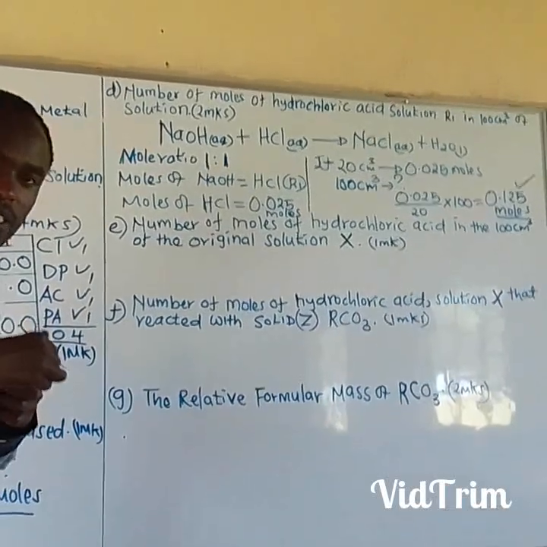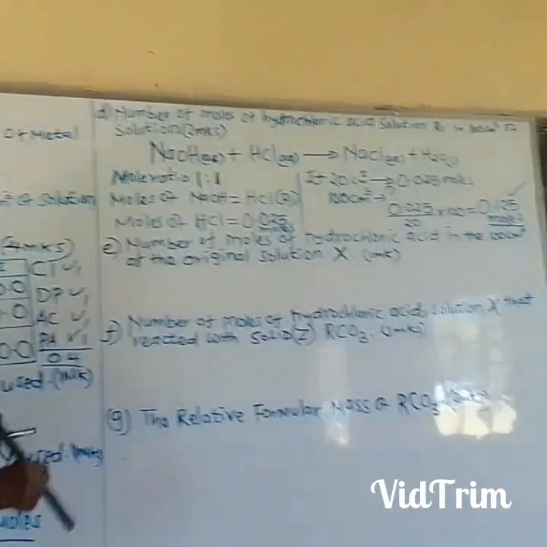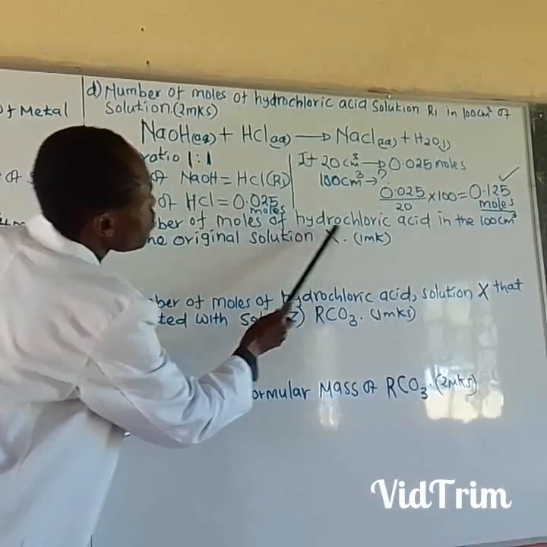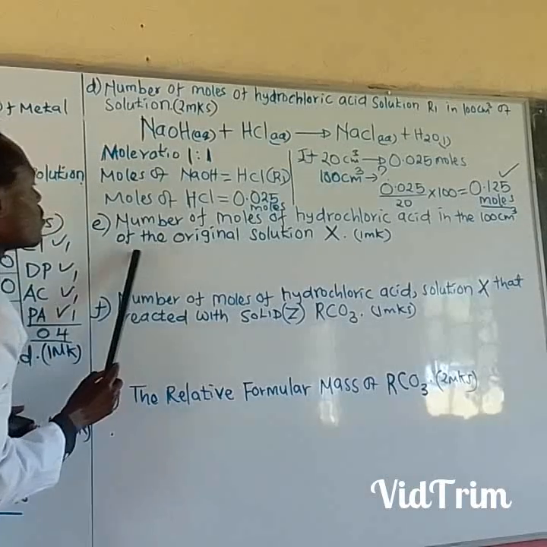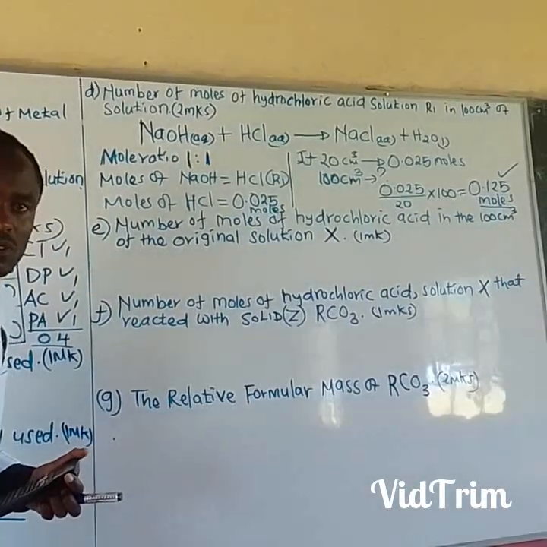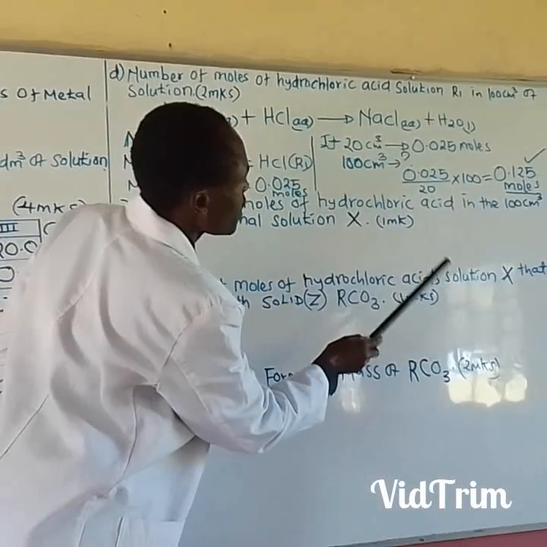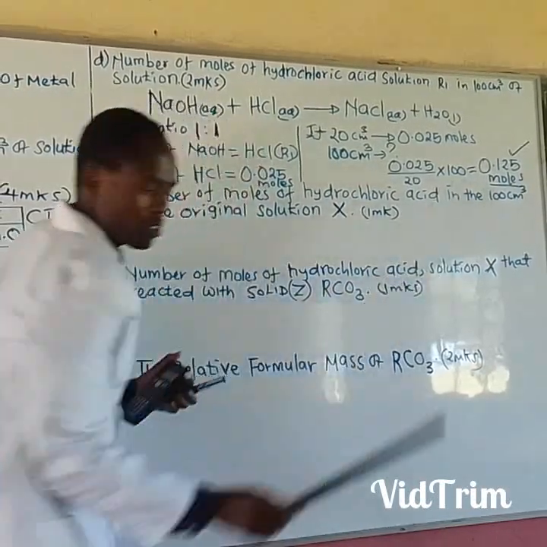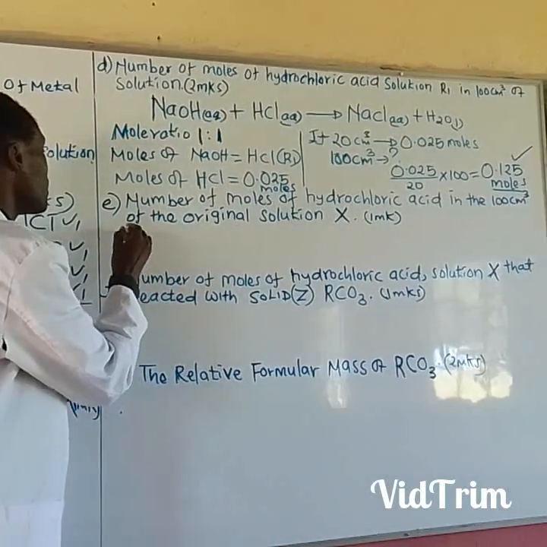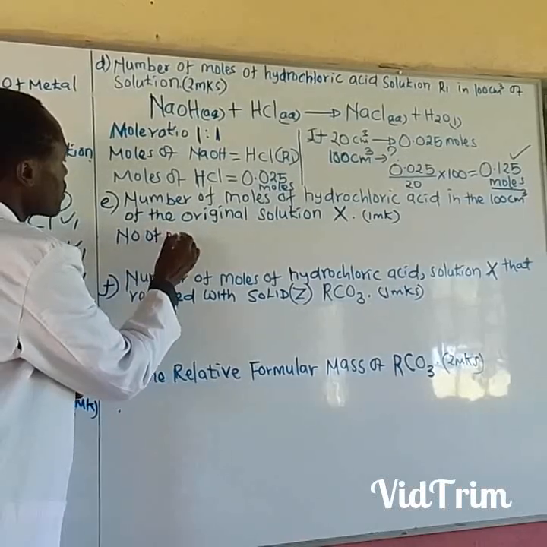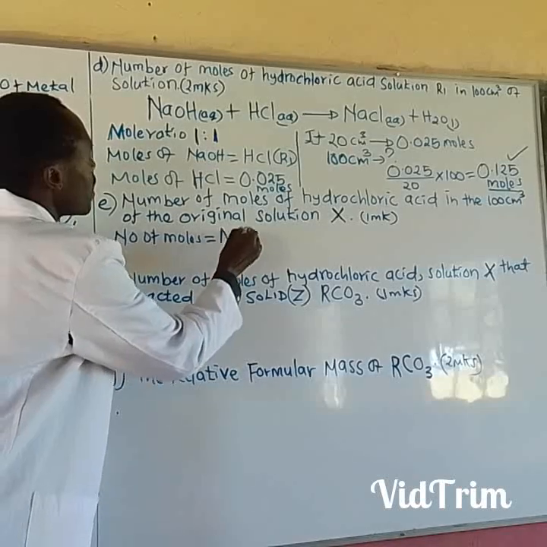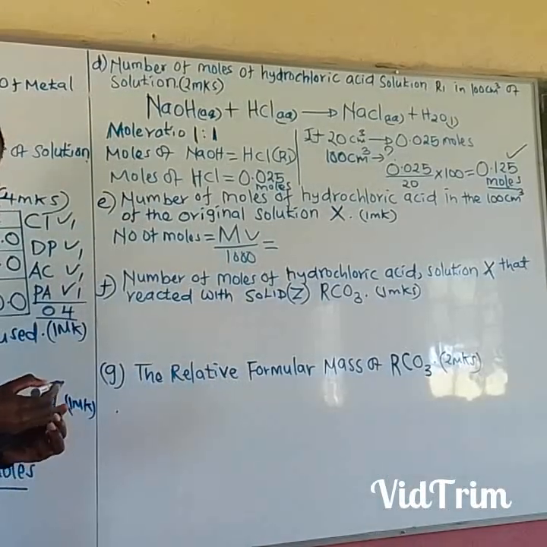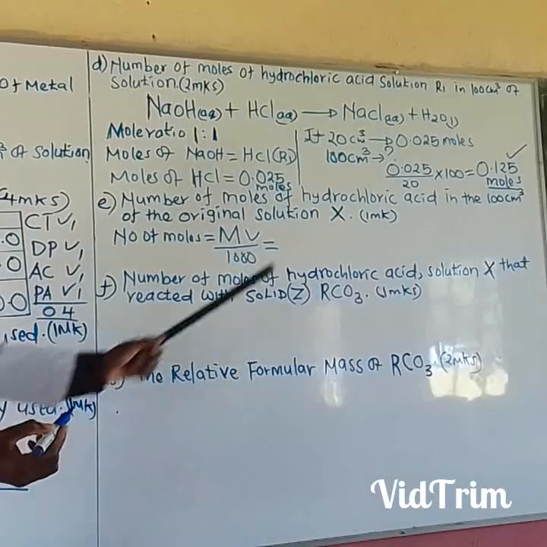Without wasting time, my student, let us attend to the next question. You have to calculate the number of moles of hydrochloric acid in the 100 centimeter cube of the original solution X. So from the original solution X, in 100, we have this formula. Our formula as usual says that number of moles is equal to molarity, that's capital M, times volume over 1000, isn't it? That's the formula.